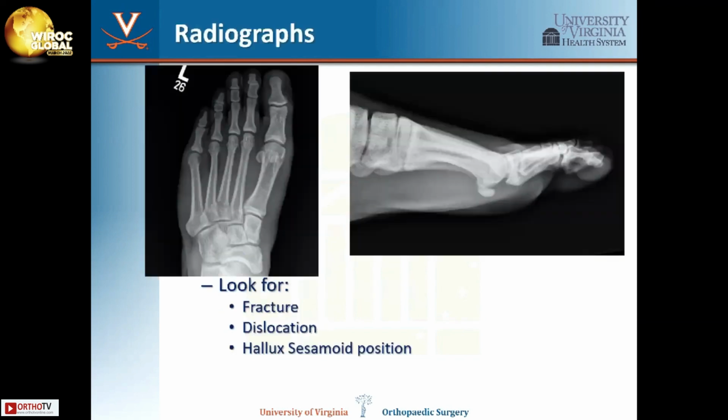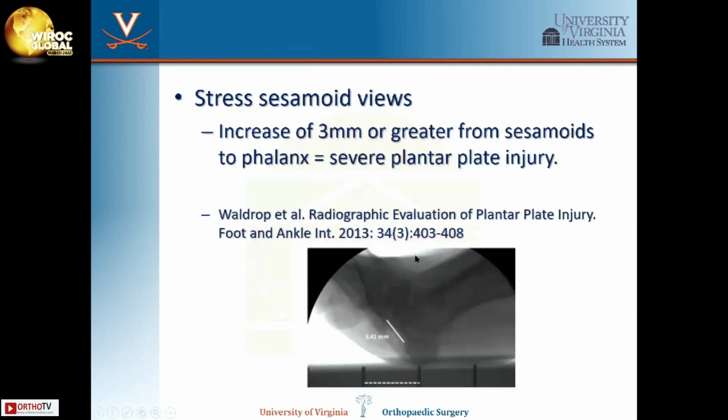This is a radiograph of a patient with an injury, and what primarily I look for on x-ray would be any fracture, certainly a dislocation of the hallux MTP joint, and you look for this hallux sesamoid position. AP view looks fairly normal, but if you look at the lateral view, you get a sense that this is fairly retracted compared to the base of the proximal phalanx. A stress sesamoid view can be very helpful.